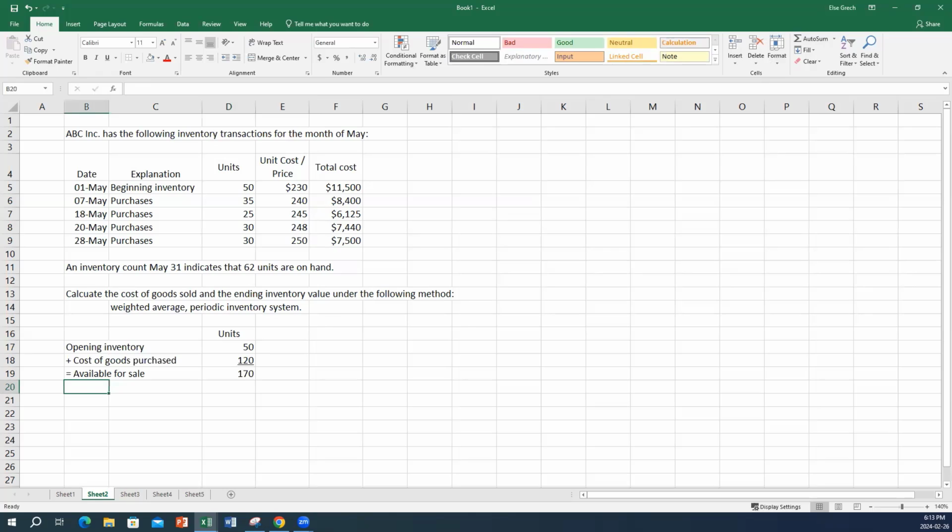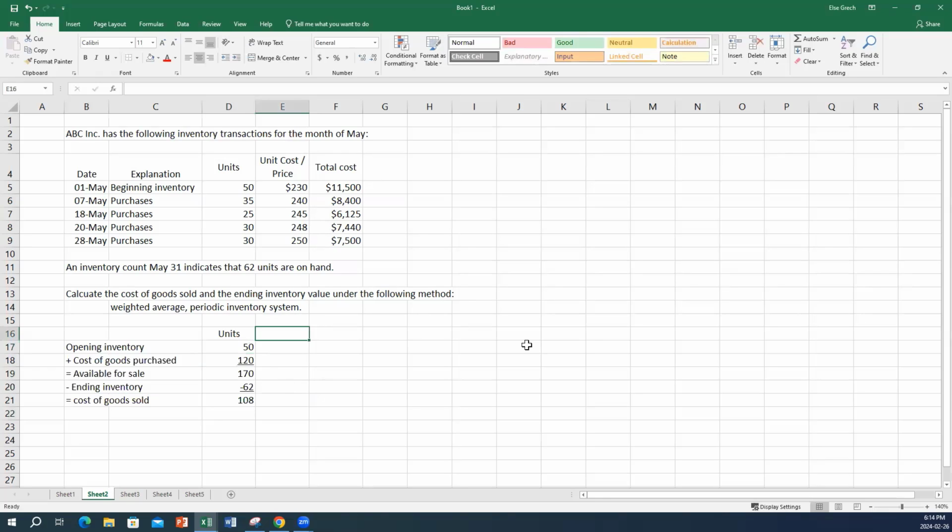Now, in order to determine the cost of goods sold, I have to subtract the ending inventory. I know how many units we have left on hand. It's 62. So subtract 62. This is going to determine the number of units that were sold. 170 minus 62 is 108 units. That is equal to the cost of goods sold, or the number of units sold.